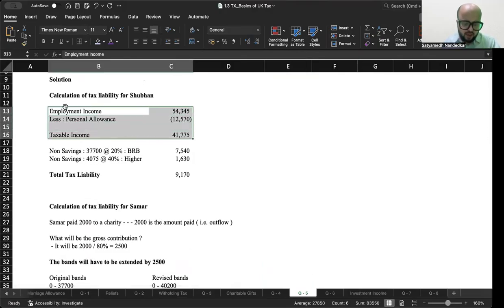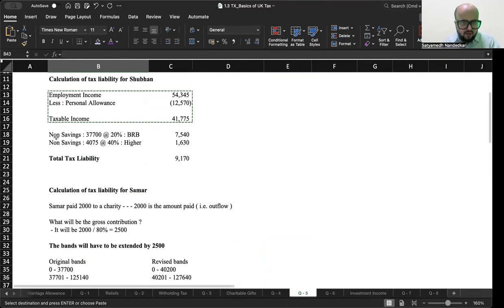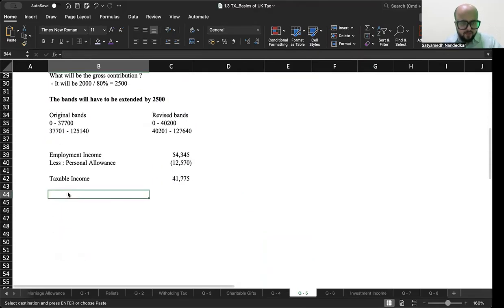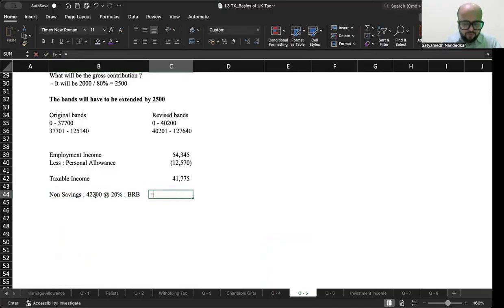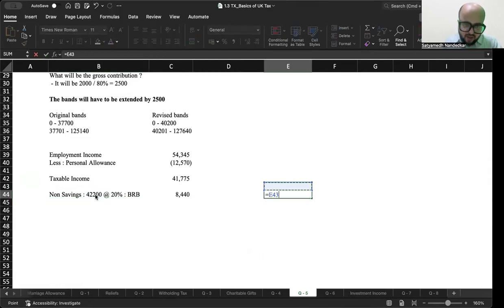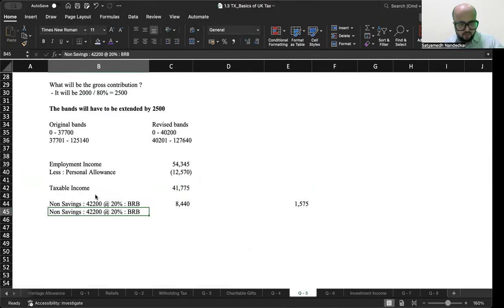Taxable income is the same. Okay. That doesn't change, but the tax calculation will be different. The first thing I will do is non-savings income. How much? Non-savings income of 42,200 at 20%. 42,200 into 20%. How much is now left untaxed? Total income is 41,775, out of which 40,200 was taxed in the basic rate band. So 1575 is left. This is my higher rate band.